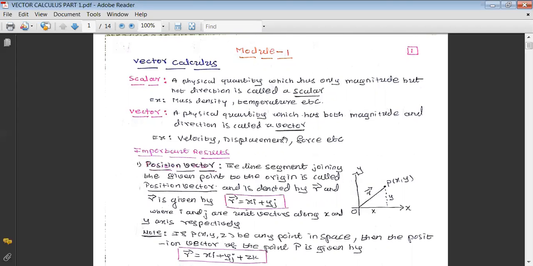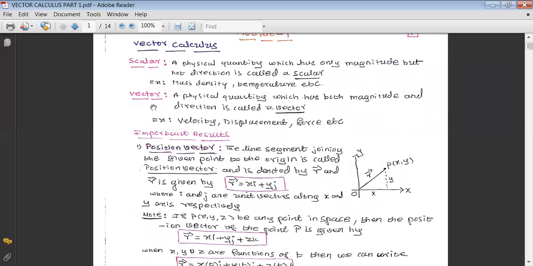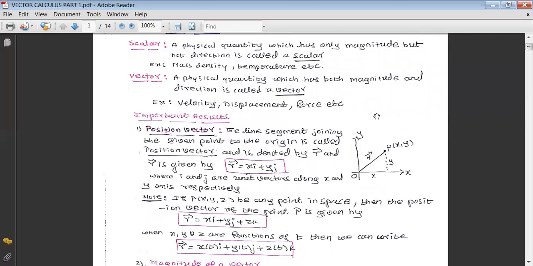On the other hand, the physical quantities which have both magnitude and direction are called vectors. For example, if you take displacement, velocity, force, etc., these physical quantities possess both magnitude as well as direction. Such quantities are called vector quantities, or simply vectors.